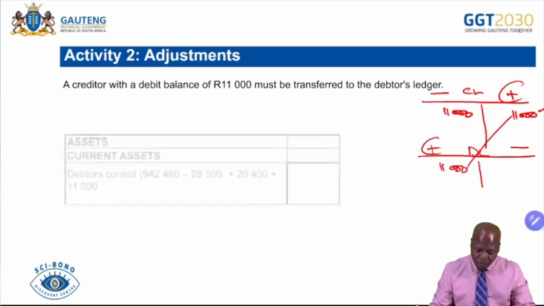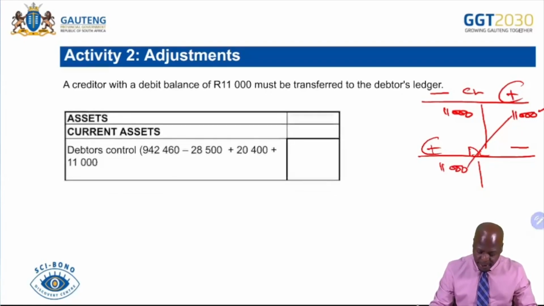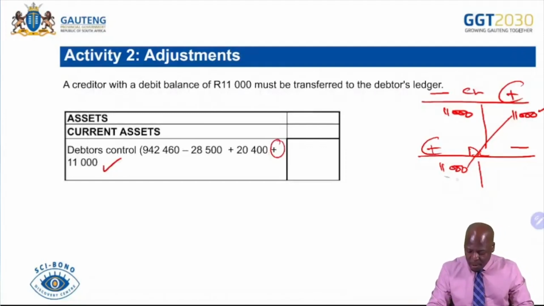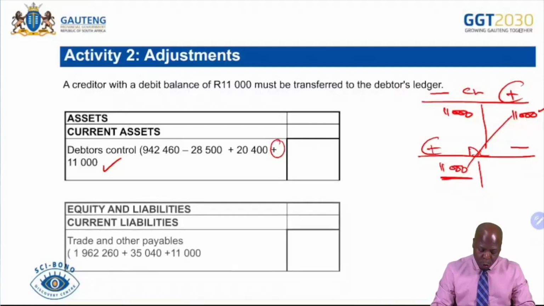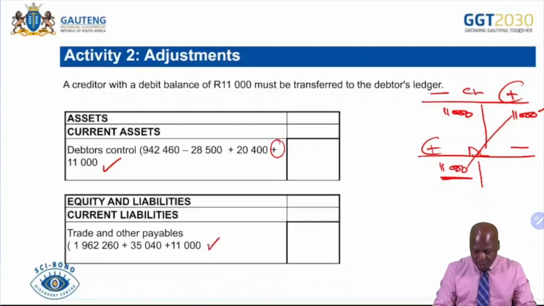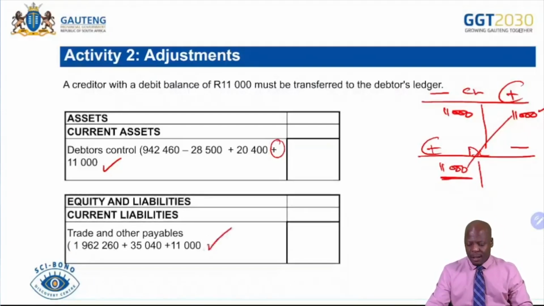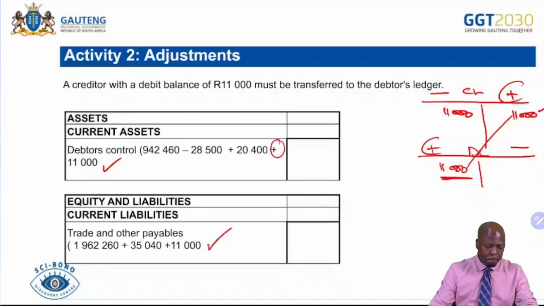So I'm going to come now to my current assets under debtor's control. I'm going to say plus 11,000. The sign is very important because I brought it to my debit side. And I'm also going to come now to my current liabilities and I'll do the same and say plus 11,000.